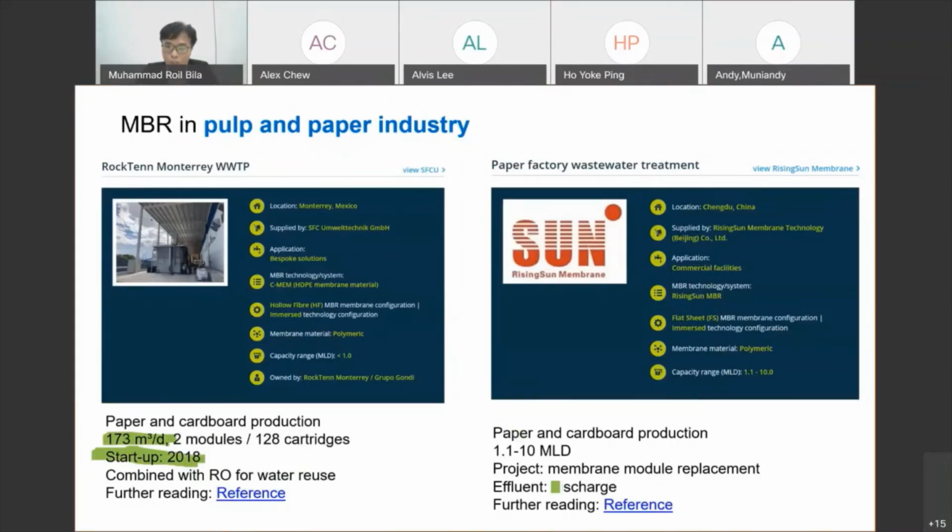Most of the installations you can find are in China again. You see how dominant China is now. This is the contractor for MBR. They use a polymeric membrane. In their big projects, the capacity is about 1.1 to 10 million liters per day. They just do direct discharge of the effluent. You can find detail in the reference here. This reference is linked, so if you click the reference, it will lead you to the site.